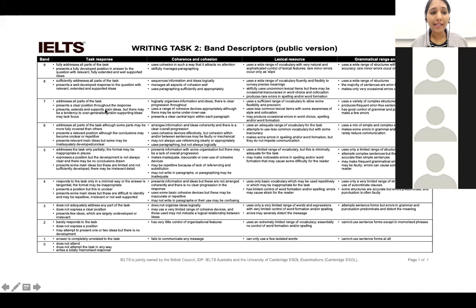So when someone says that you're presenting a clear position, what it means is, suppose they're asking your opinion. They're giving a topic and telling you to agree or disagree. So you present a clear position. If you agree, you say, I firmly believe that this is the case. Or if you disagree, you say, I firmly believe or I do not agree, this is the case. So throughout your essay, you should make your stance or your point of view very clear.